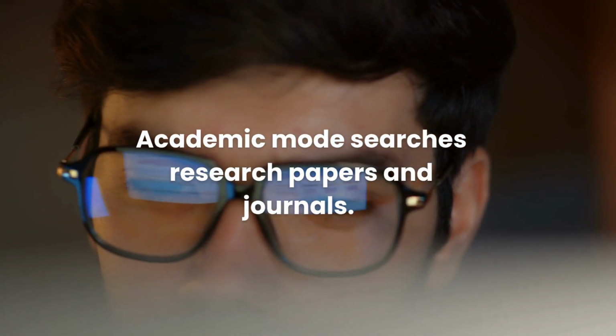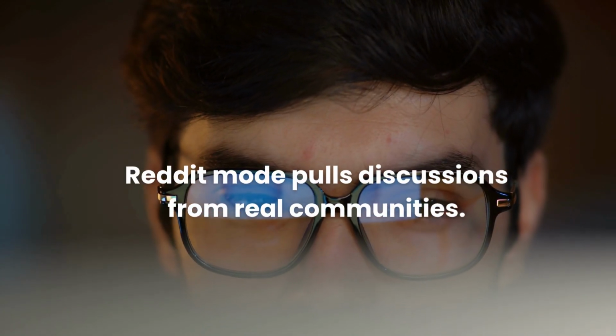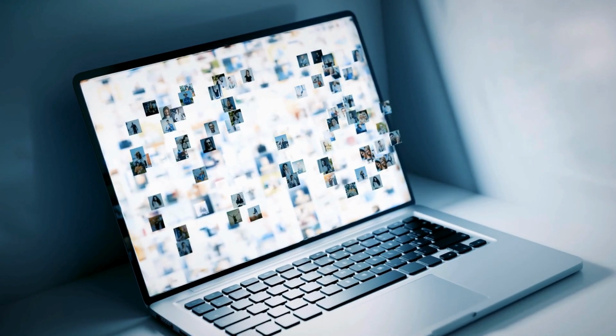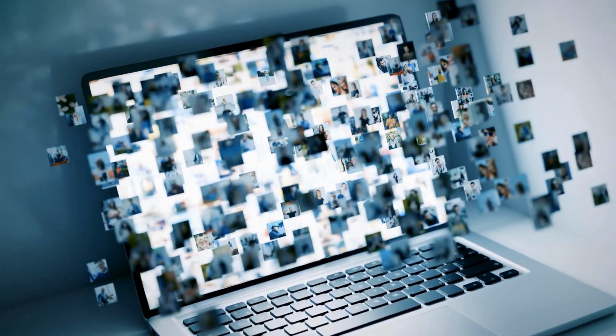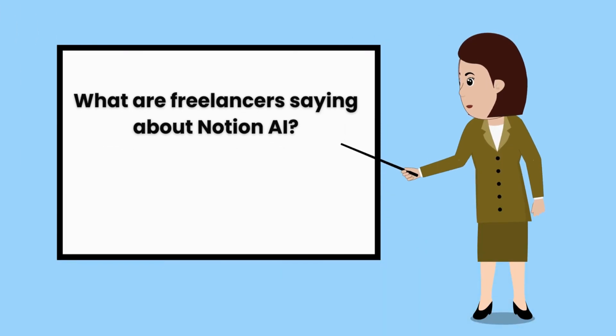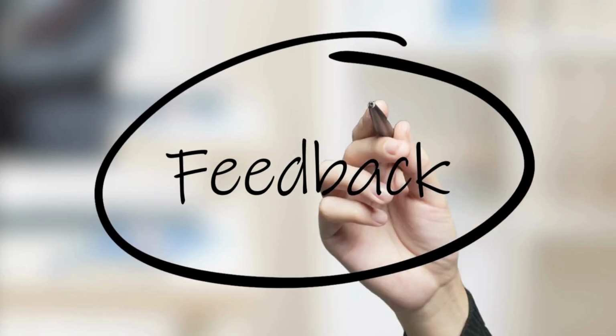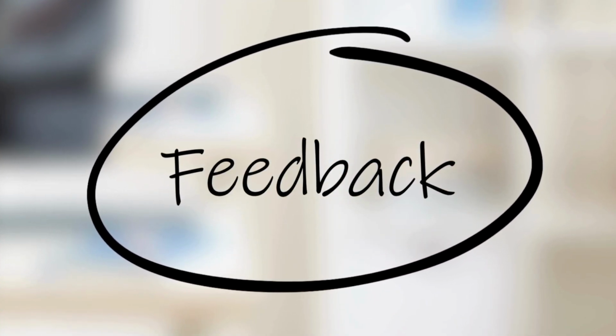Now let me show you 3 features most people completely overlook. The first is focus mode. Instead of searching the entire web, Perplexity lets you narrow where information comes from. Academic mode searches research papers and journals. YouTube mode searches videos and tutorials. Reddit mode pulls discussions from real communities. This is incredibly powerful because sometimes you do not want marketing copy. You want real opinions from real people. For example, you can ask, what are freelancers saying about Notion AI? Or, what are the biggest complaints about ClickUp? Within seconds, you get genuine community feedback instead of sponsored articles.